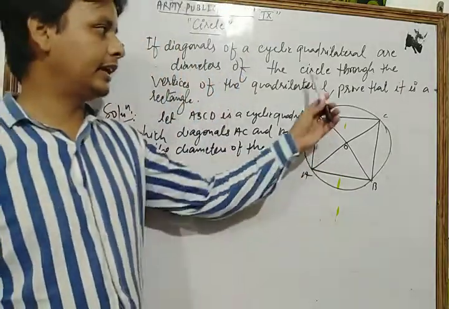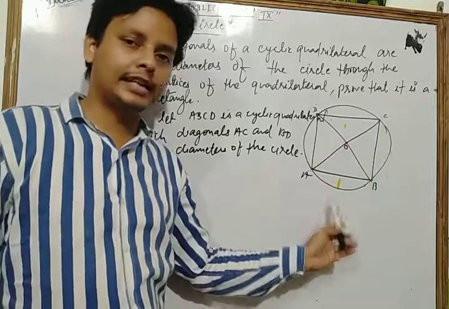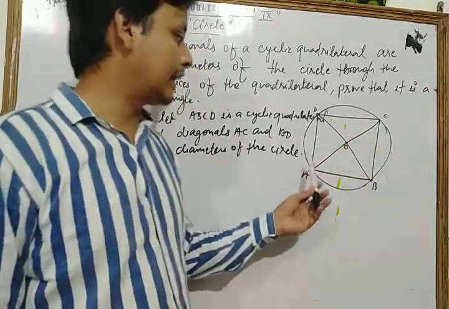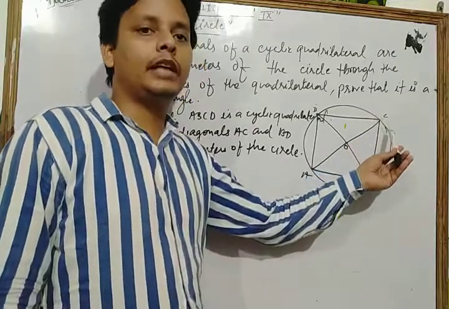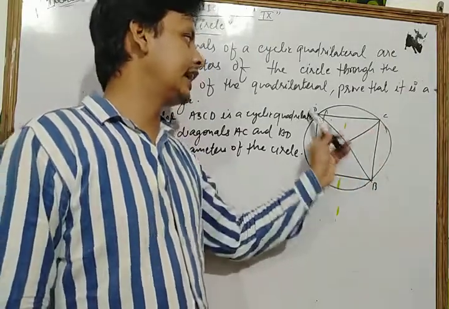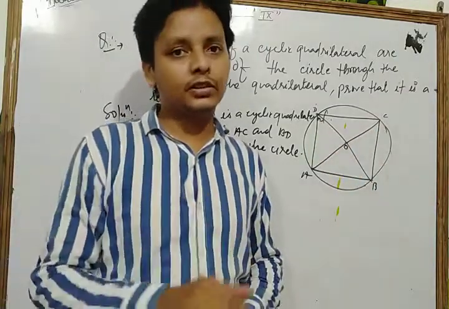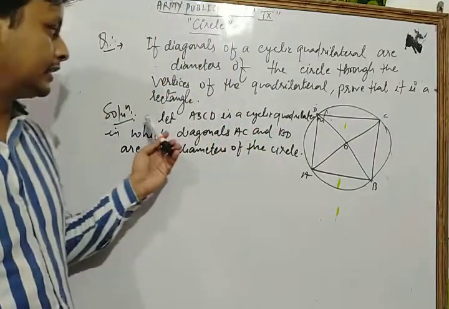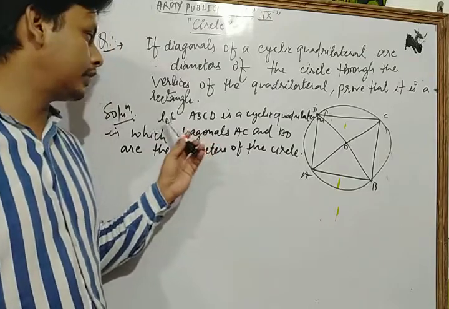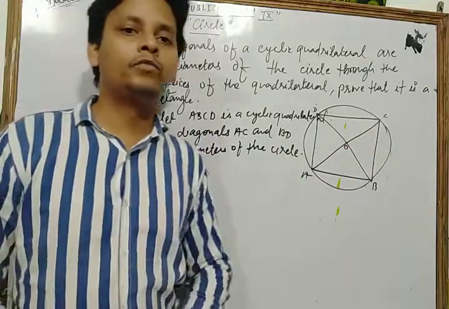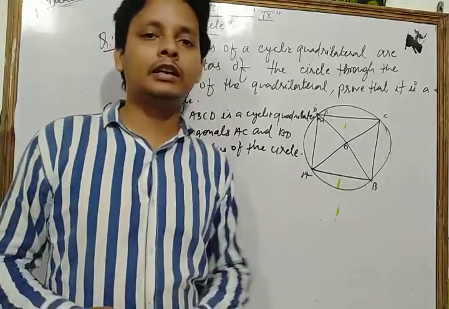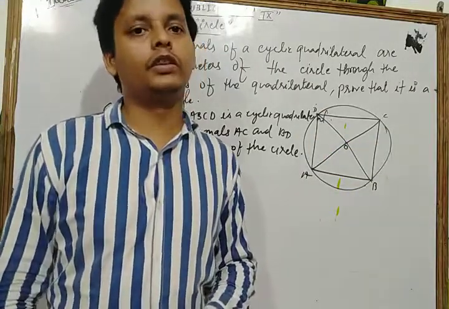Let's see once more. According to the question, first of all we draw a cyclic quadrilateral A, B, C, D. Now in that cyclic quadrilateral, the diagonals AC and BD are the diameters of the circle. So in the solution we write in this way: let ABCD be a cyclic quadrilateral in which diagonals AC and BD are diameters of the circle.